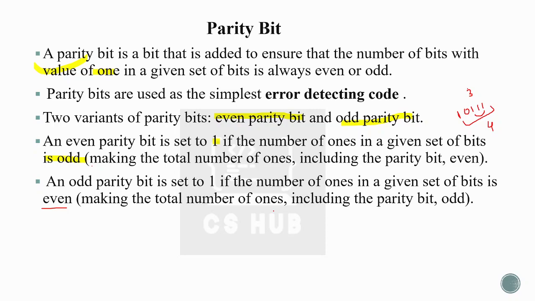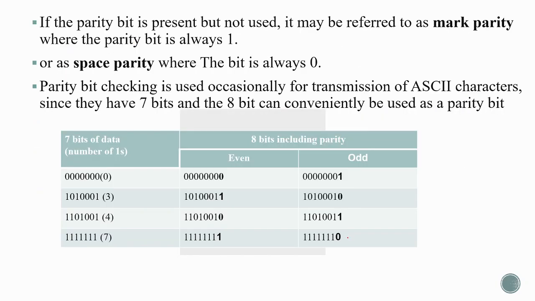Total number of ones means the number of ones in the data bit plus the number of ones in our parity. So the total number of ones should be an odd number. This is the concept. If the parity bit is present but not used, it may be referred to as mark parity, where the parity bit is always 1. These are the two important terms we should know.